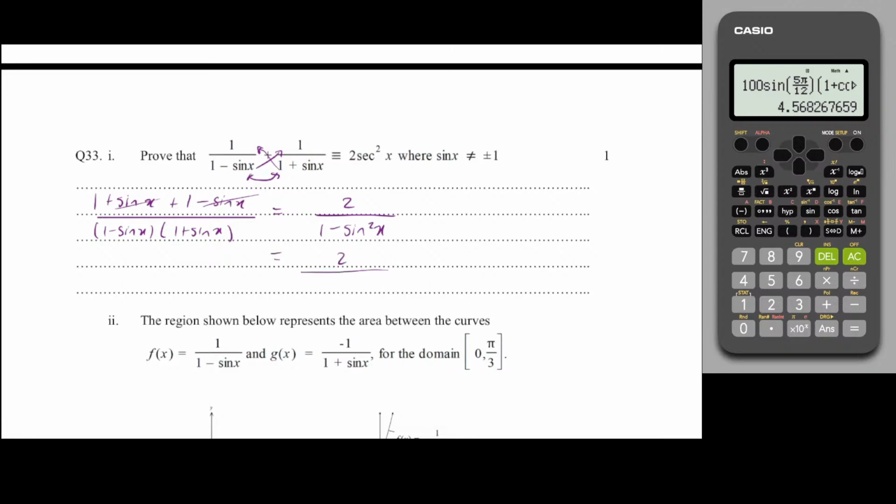Using that rule from before, where sine squared x plus cos squared x is equal to 1, in this case it means cos squared x is equal to 1 minus sine squared x, so wherever I see that I can substitute it. So it's going to be cos squared x there. And 2 over cos squared x is just equal to 2 sec squared x, which is what we want. Cool, okay, that was easy.